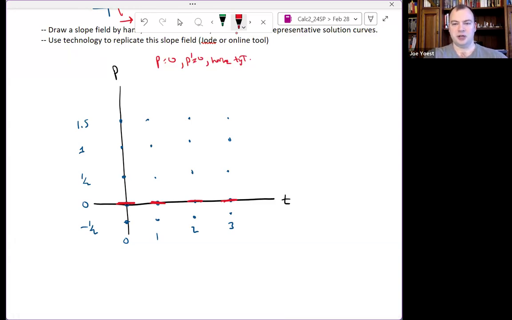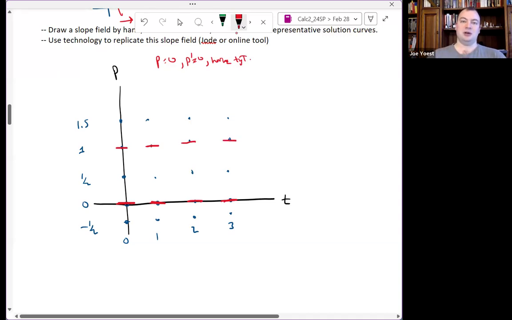Similarly, whenever p is 1, regardless of what t is, I have a horizontal tangent. So at each of these sampling points, any solution curve that goes through, say, 1, 1 has to have a horizontal tangent there. Any solution curve that goes through 2, 0 has to have a horizontal tangent there.